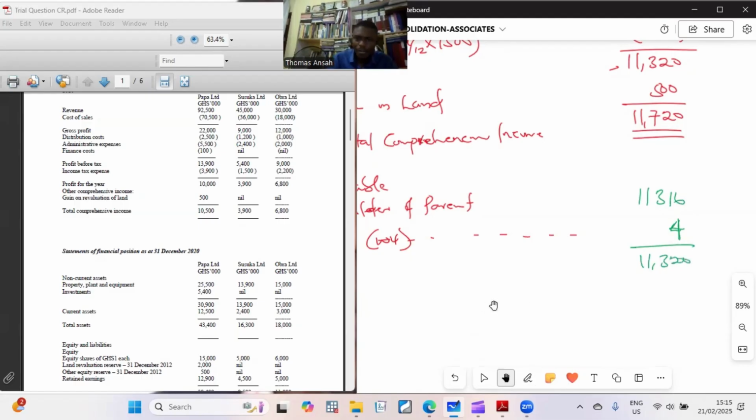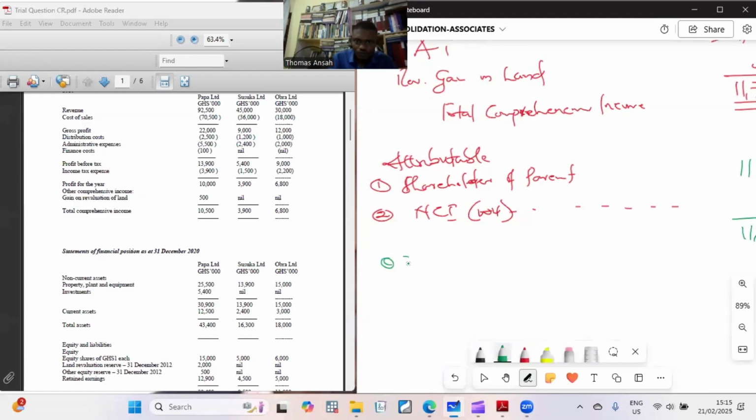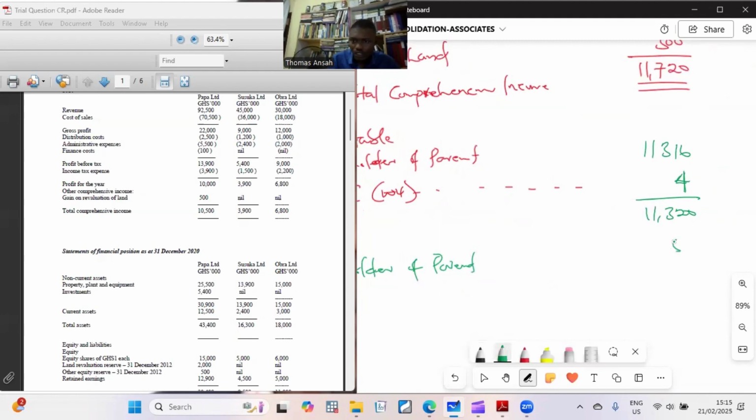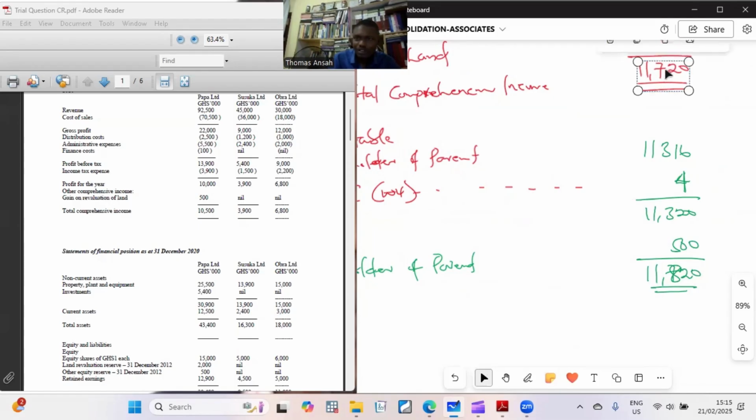Then you share the OCI part. But that one, it looks as if it was for only the parents. So shareholders of parents. But if the NCI was part, you do NCI 20% of that. So this one, everything is for the parents. So you get your 11,820. So, ladies and gentlemen, this is everything.